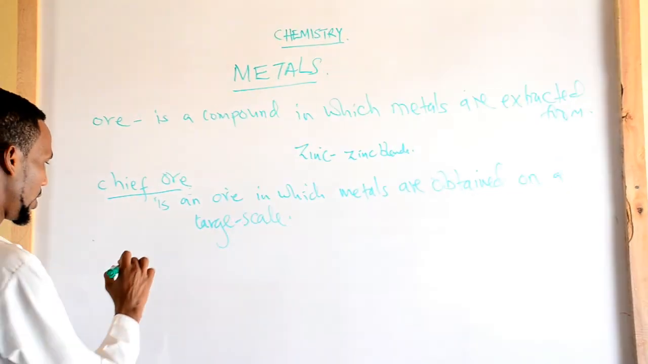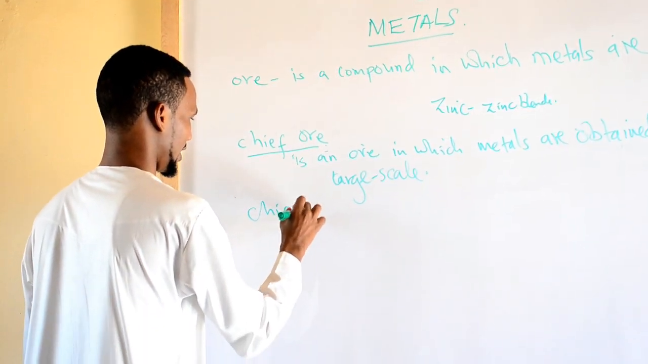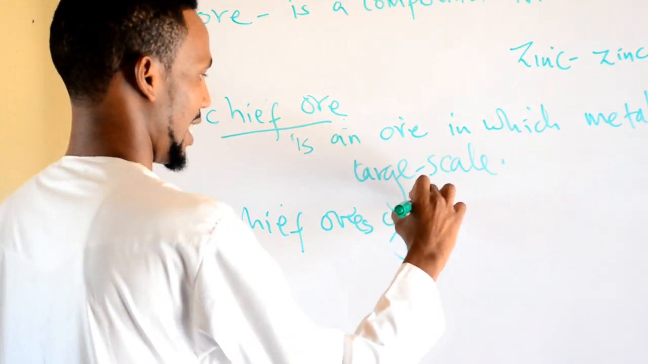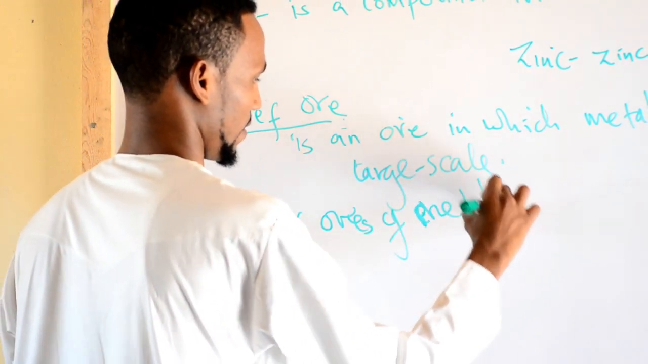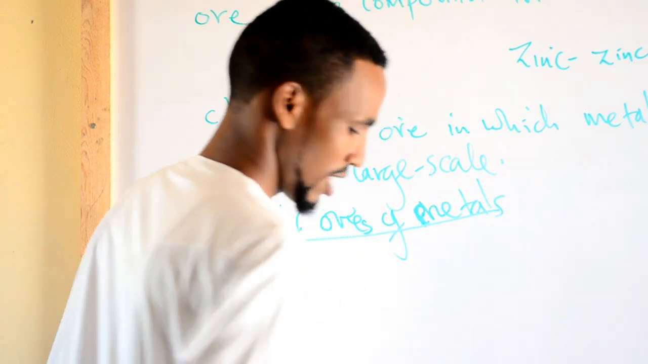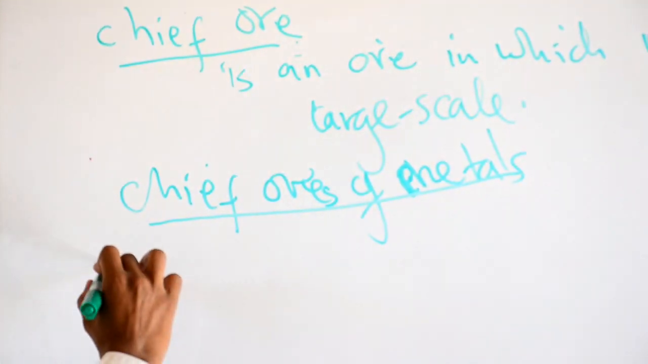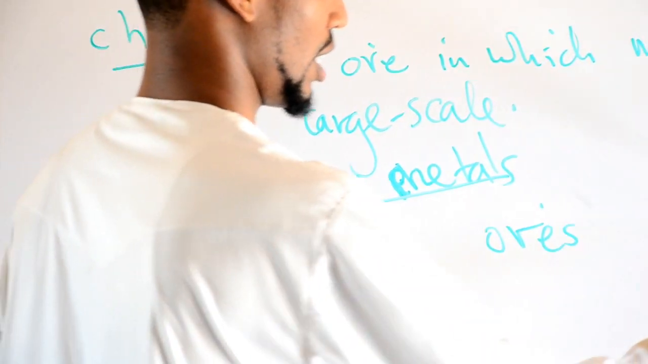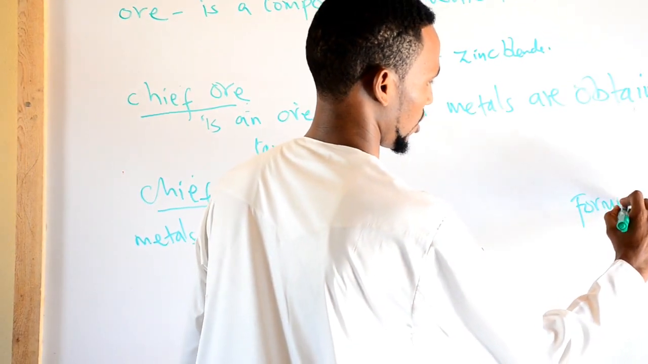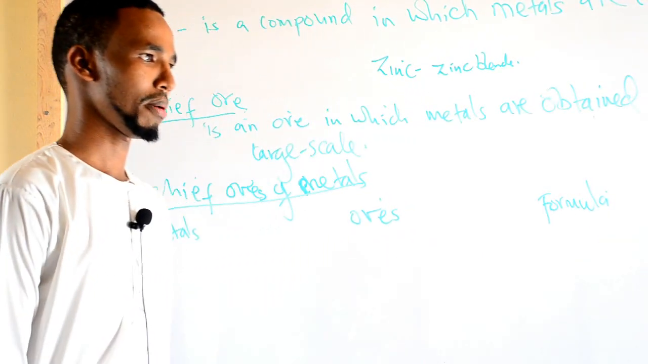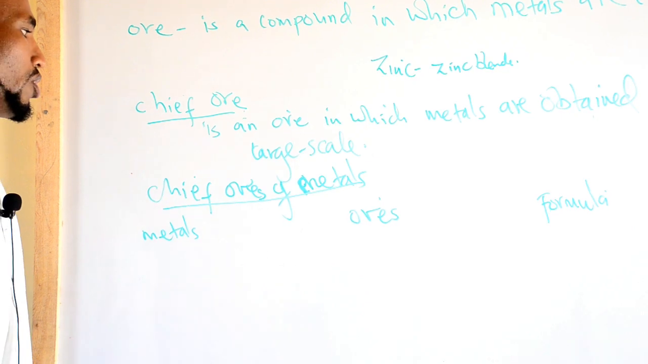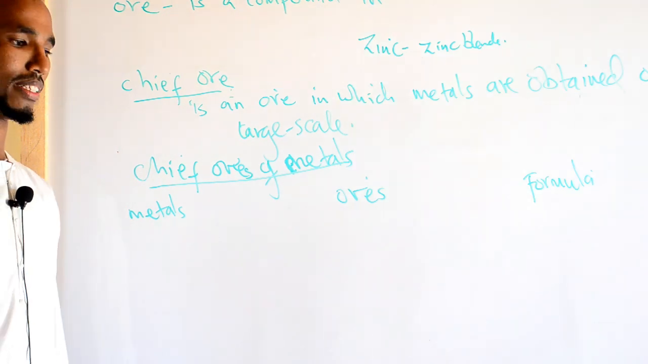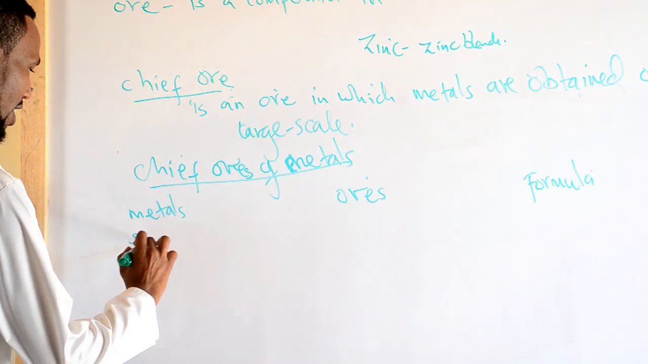So we discuss the chief ores of metals as the next topic. The first one is sodium. Here you have the metals, the ore, and then their formula. You have to know each and every metal, the chief ore or the ore that it is extracted from, and even their formula.